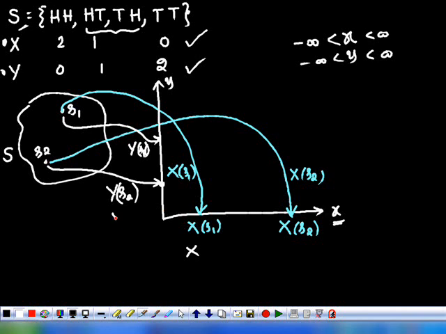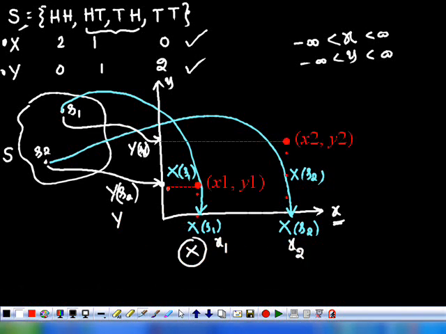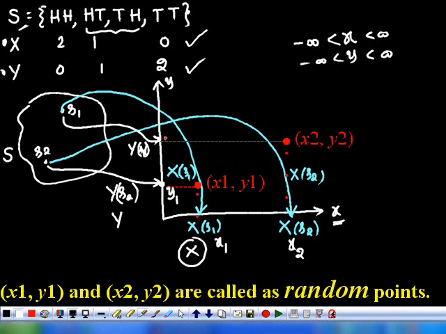So here we are defining two random variables, x and y. X takes the values x of S1 and x of S2, which can be considered as x1 and x2. Similarly, y is another random variable that can take two different values based on the outcome of the experiment, y1 and y2. So this is the mapping of the same sample space onto two different axes, to obtain the two different variables x and y. So these x and y are two functions.